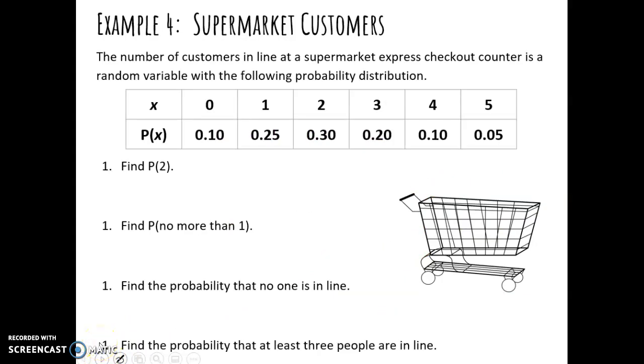Alright, we're going to stop the video here, and we're going to pick up with example 4, supermarket customers, and part 2 of discrete random variables.